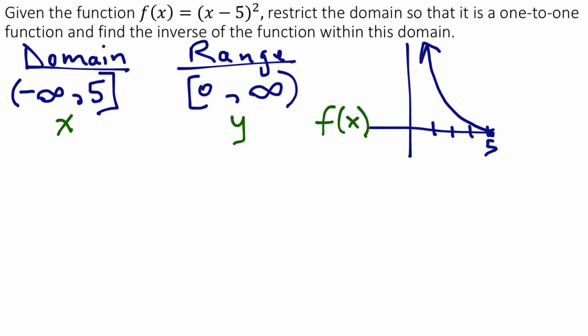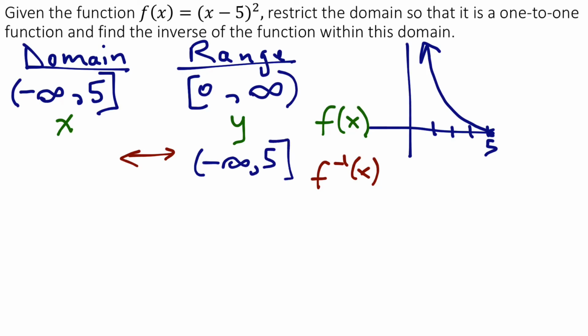Now, after I invert the function and I get f inverse of x, what's going to happen is that your domain and range, of course, are going to switch places. So your range will now be negative infinity to 5, and your domain will be 0 to infinity. All right, so these will be my x's for my f inverse of x, and these will be my y's for f inverse of x.